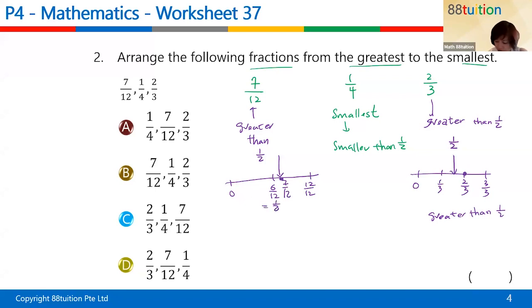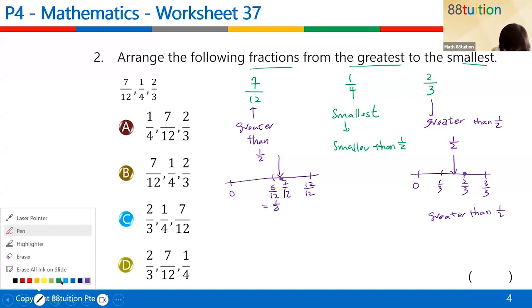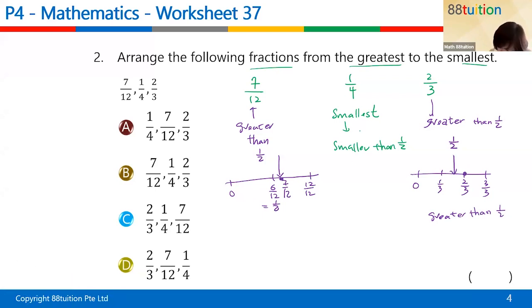Since this is greater than half and this is greater than half, the one smaller than half will be the 1/4. So this is the smallest. So 1/4 is here. Therefore, the answer starts with the greatest, I'm sorry. The smallest is 1/4. So 1/4 is the only answer.